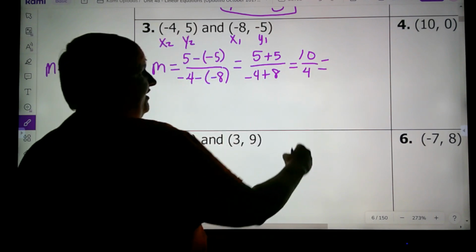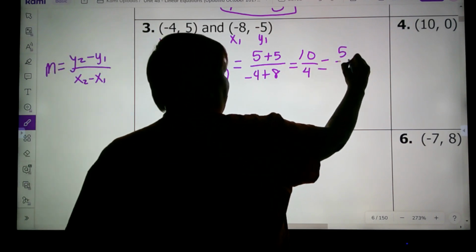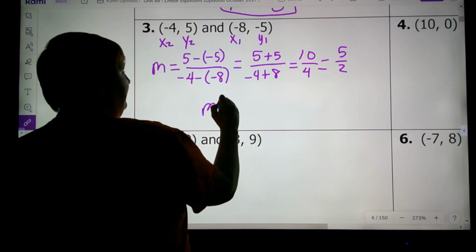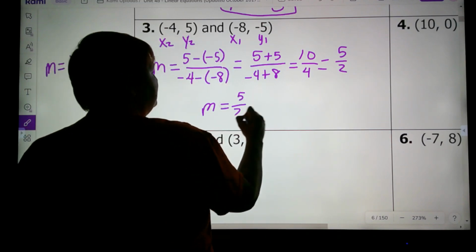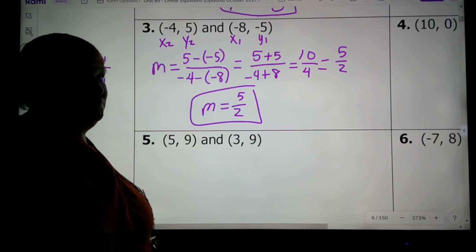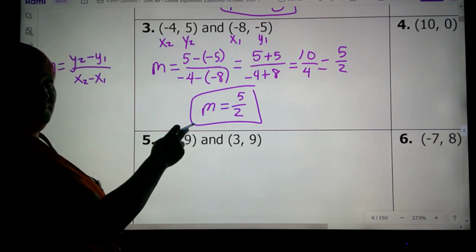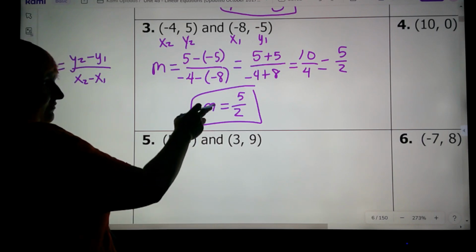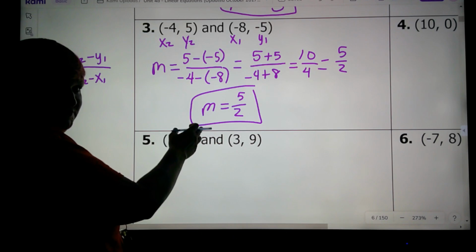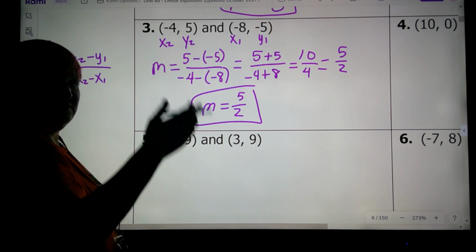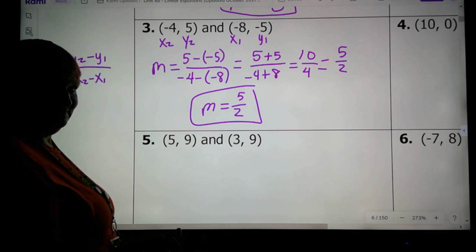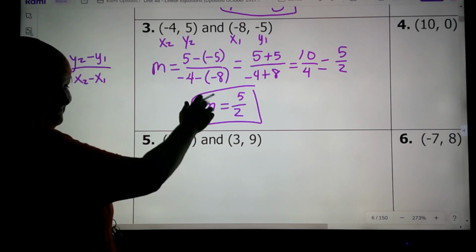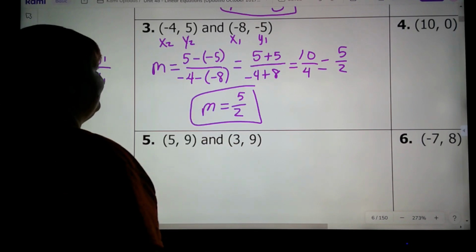Both of these can be divided by 2. You're left with 5 over 2. So your slope is 5 over 2. And this is why I told you it's okay to have an improper fraction. Don't turn it into a mixed number. In order to graph with slope, you need it to be a fraction because you need rise over run. Now you know why I told you to leave it in improper fraction.